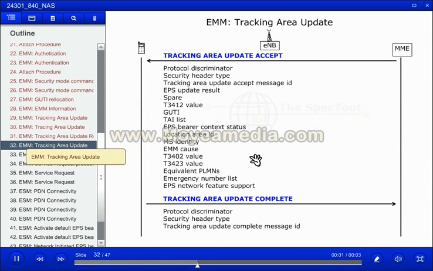The information elements included in Tracking Area Update Accept and Tracking Area Update Complete messages.